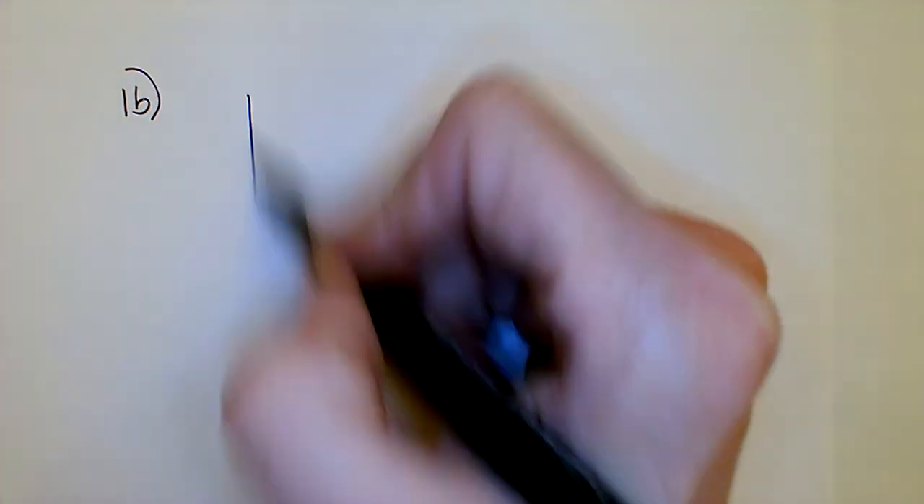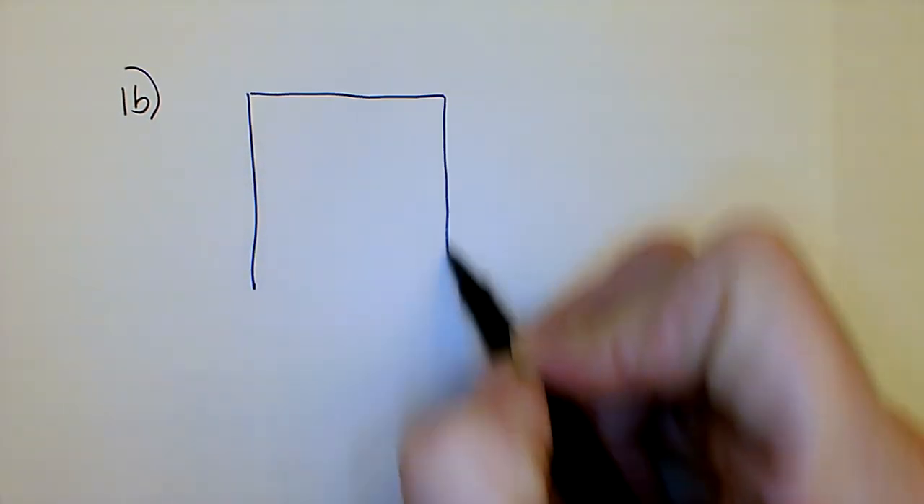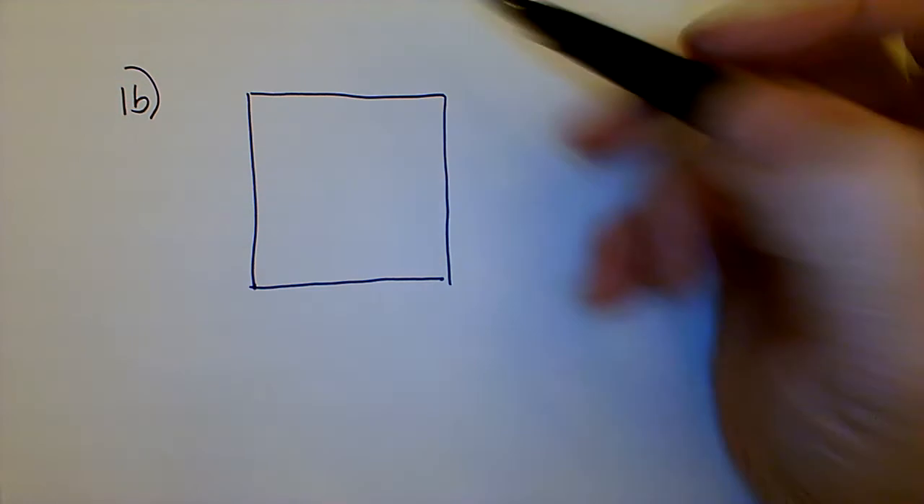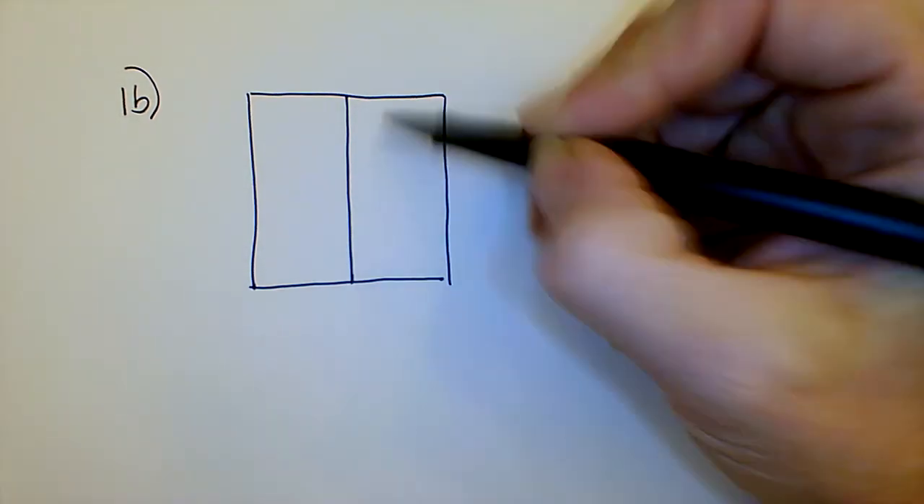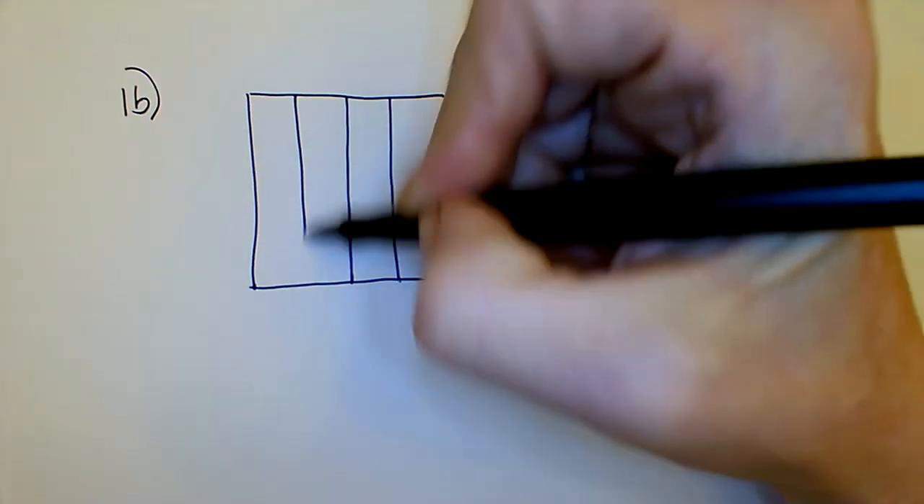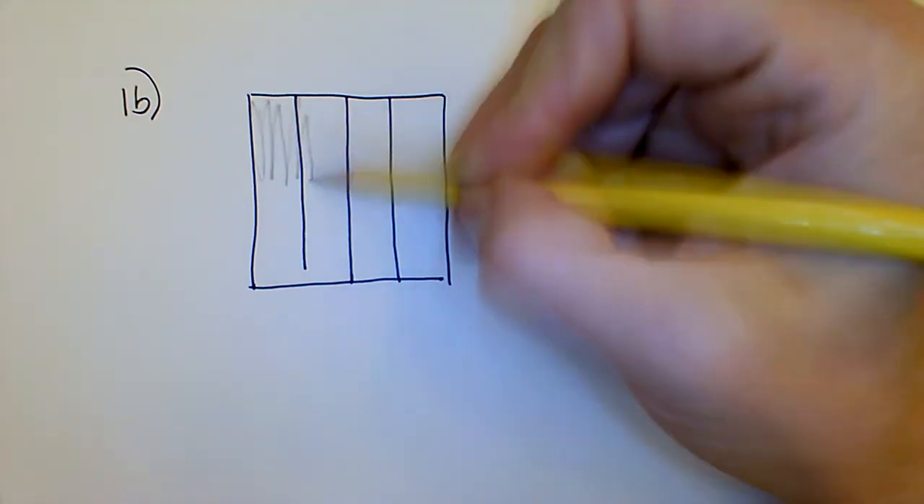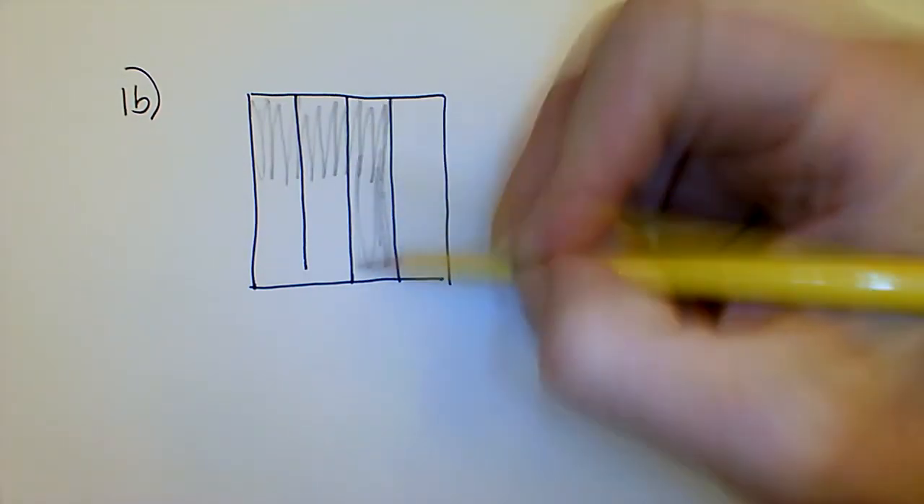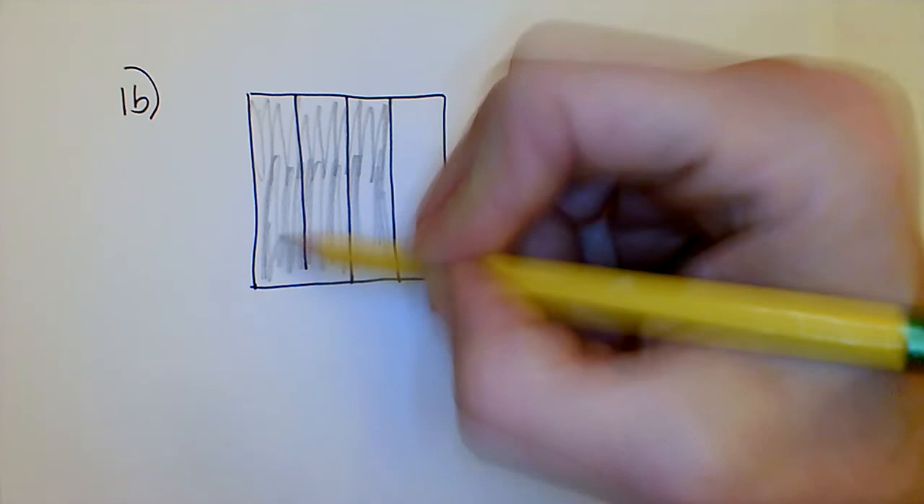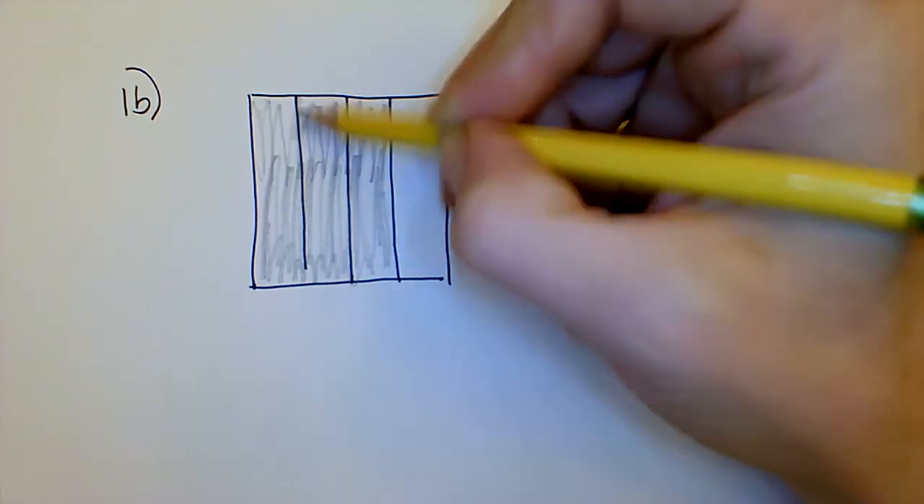Okay. So I'm going to quick draw what 1B looks like in the problem set. So we have an area model, and it has been split into 4 columns. And of those columns, 3 of them have been shaded in. And that's the original fraction that we're working with.